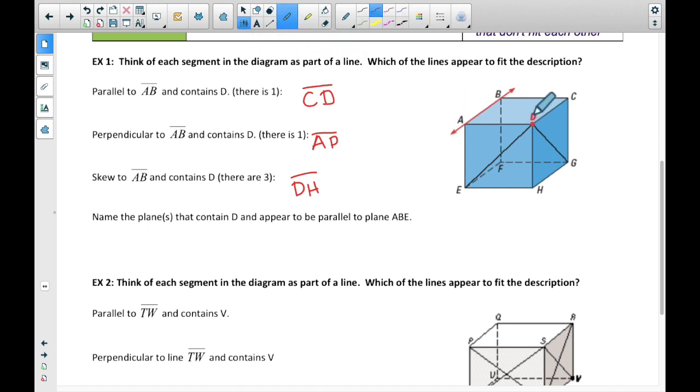So if we look at the plane that's like the right-hand side of this cube over here, that contains D, and it seems to be parallel to ABE. ABE, I'm going to show it here, is this plane here, and then we're focusing our attention, we're saying, well, this one is parallel to it. So we would call that CDH maybe. Remember, for a plane, we just use three letters, no lines on top or anything, just three letters of that plane.